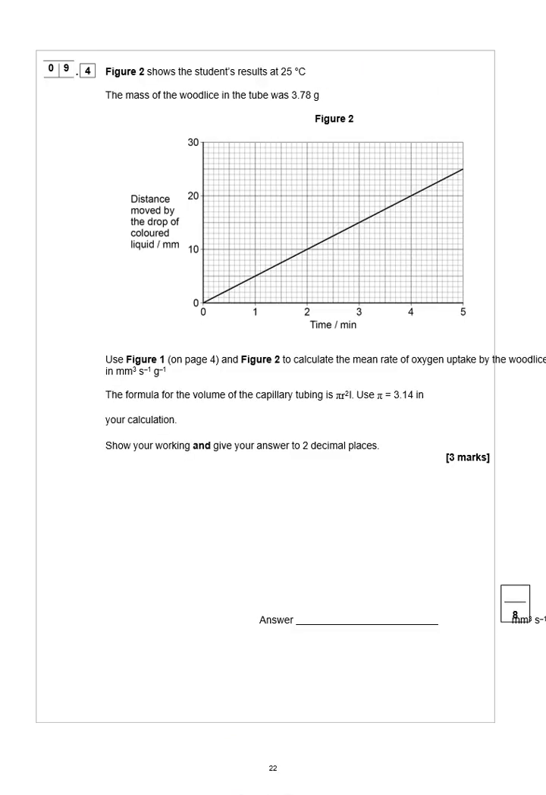Finally, we've got a maths question. We've got quite a few juicy maths questions in this paper. You'll notice that AQA like to make them 3 marks now in the more recent papers, which for me I think is more justified. It tells us that we're working at 25 degrees. The woodlice was 3.79 grams, which is going to be an important piece of information potentially.